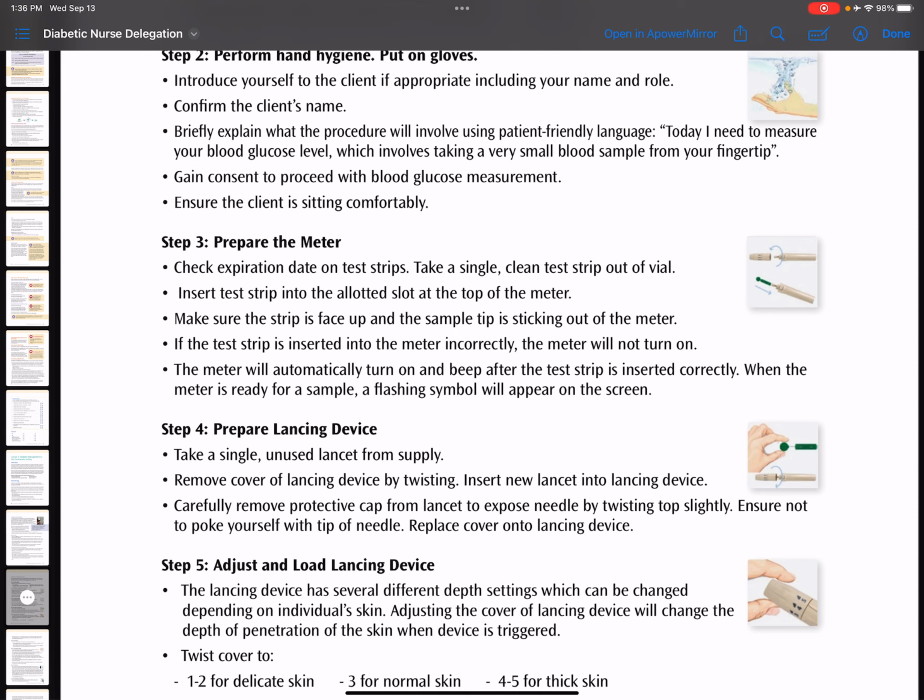And the fifth one is you prick the finger. Then you collect the blood and check it. You put the blood on the test strip, and you read it. And then the last step: remove the test strip from the meter and place it inside the alcohol swab packet. Throw it away in the appropriate disposal container.